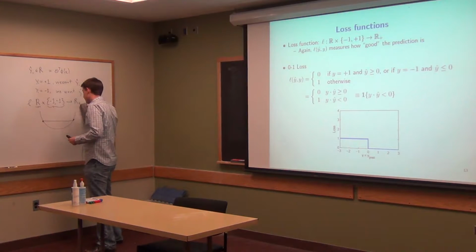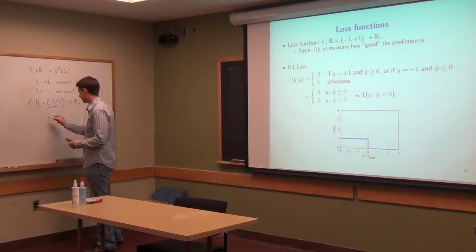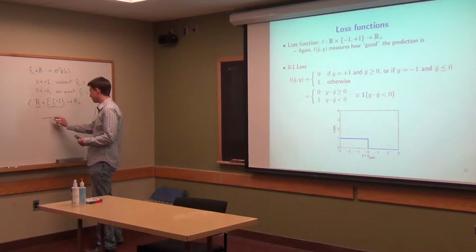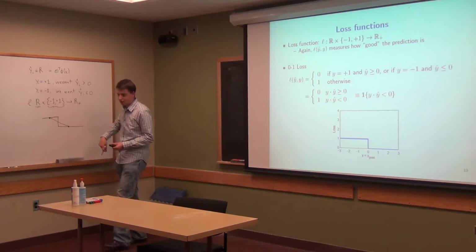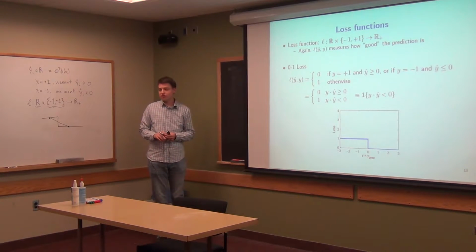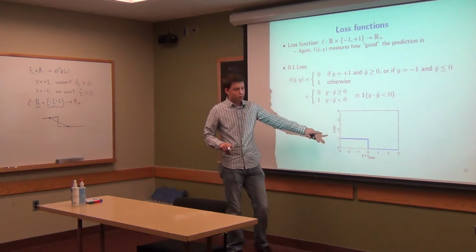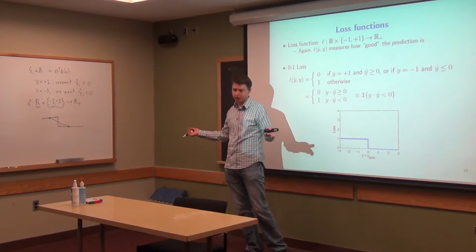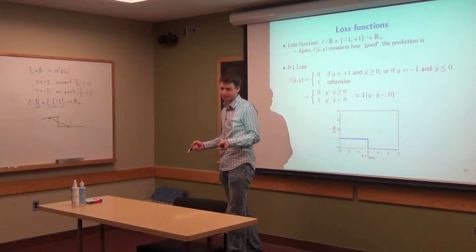So 0-1 loss looks like this. And if you connect these two points here, the line does not lie above the function. And it turns out that finding the parameters theta that would minimize this 0-1 loss over some big set of data is an NP-hard problem in general. So unfortunately, you can't do it.